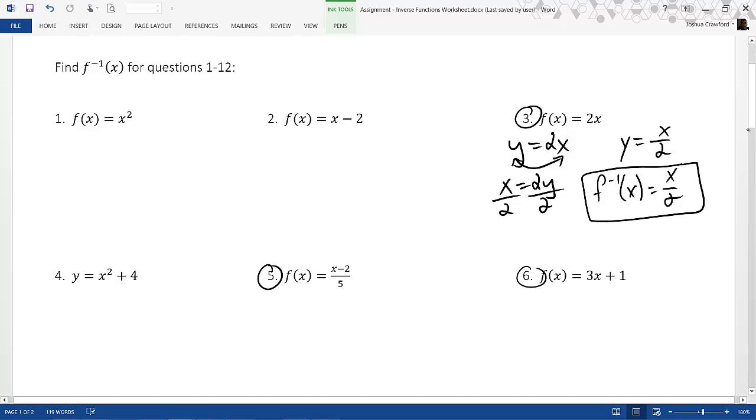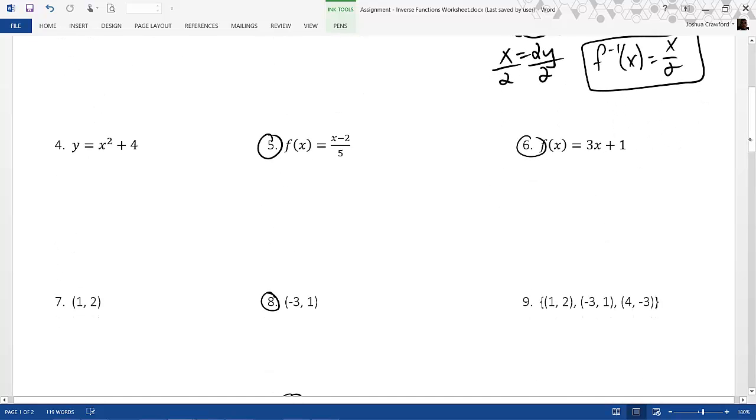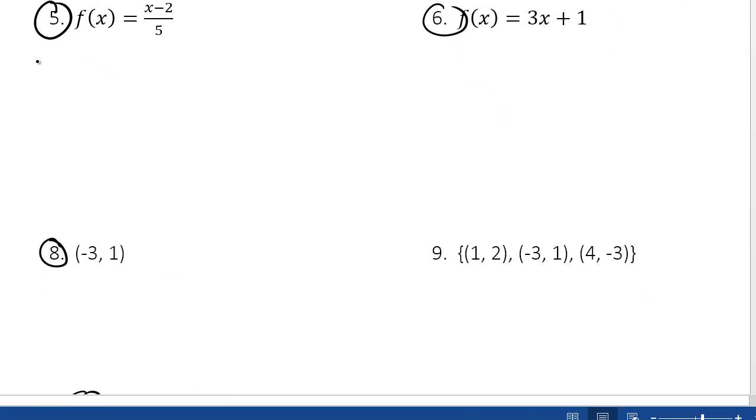Now for number 5, we have f of x equals (x minus 2) divided by 5. So we need to find the inverse of this. First off, replace f of x with y. y equals (x minus 2) divided by 5. And then we switch x and y around, so we'll get x equals (y minus 2) divided by 5.